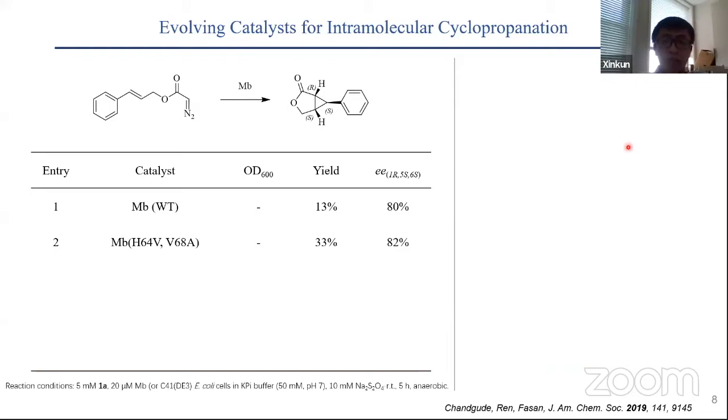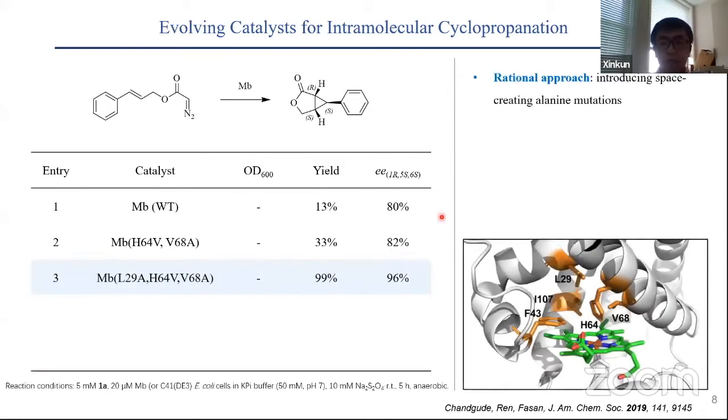And taking into consideration that both wild-type myoglobin and the double mutant gave good enantioselectivity, we decided to use them as the starting point for protein evolution. At first, we applied a rational approach using these two as the template by screening a mini library of alanine mutants targeting the active site residues. And fortunately, we were able to identify a triple mutant that could give the quantitative yield and 96% ee. And I was pretty happy at that moment with this rational approach.